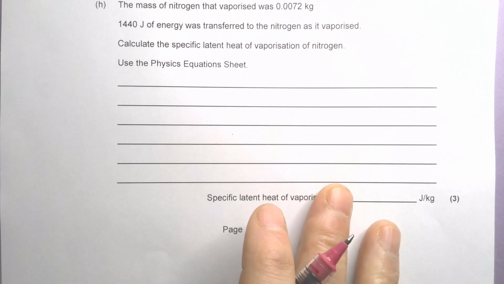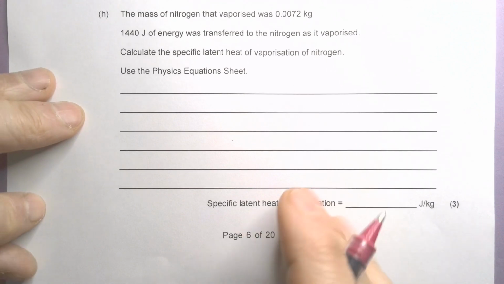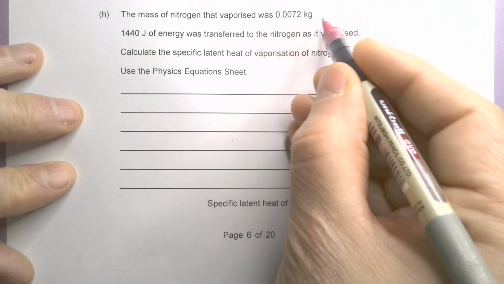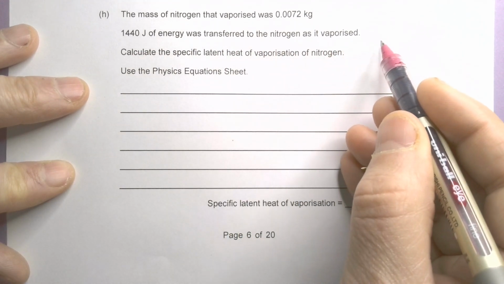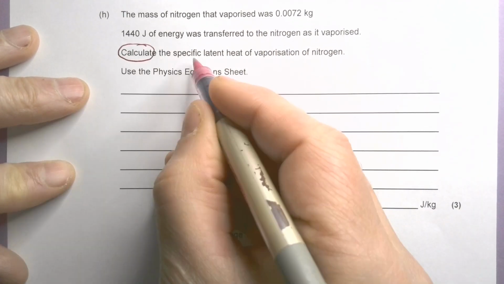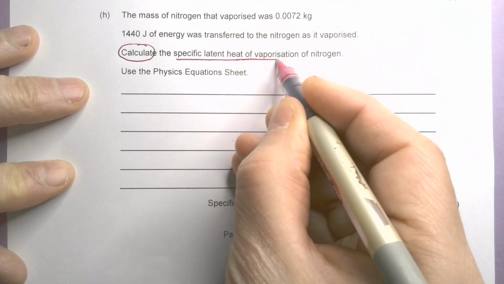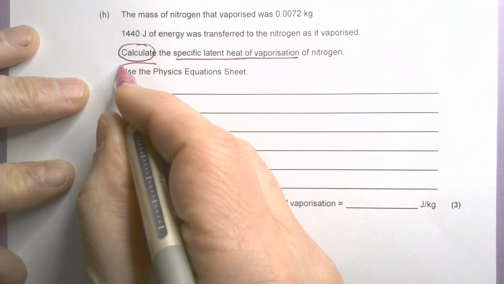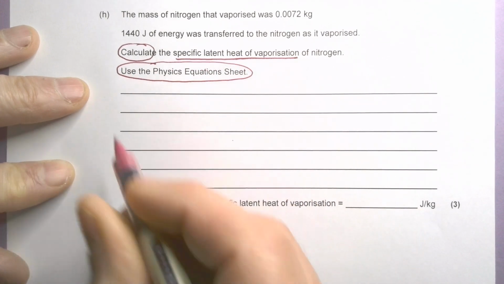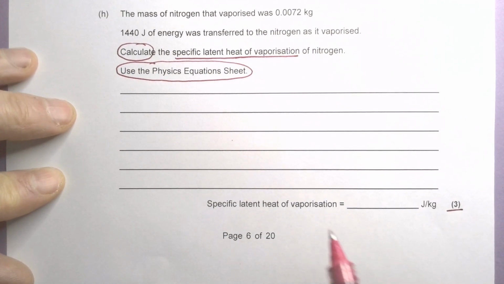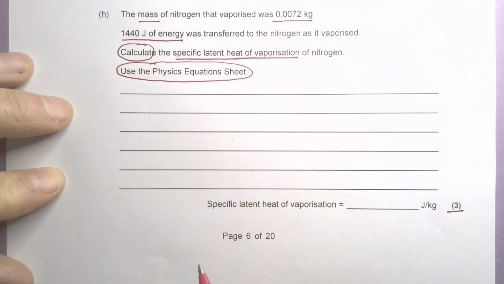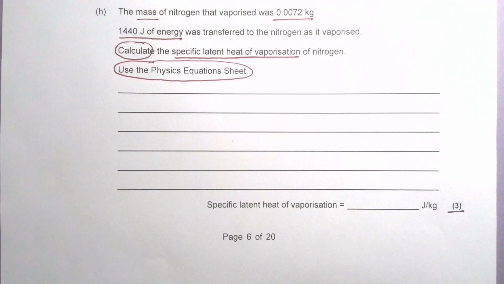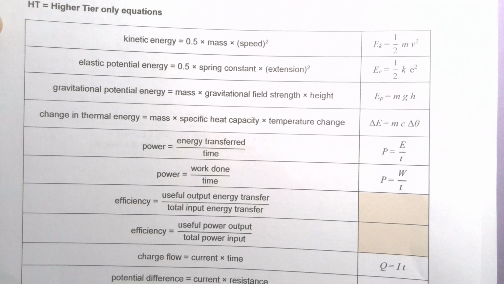Part H. The mass of nitrogen vaporized was that. 1,440 joules of energy was transferred to the nitrogen as it vaporized. Calculate the specific latent heat of vaporization of nitrogen. And I've got to use the physics equation sheet again. And it's worth 3 marks. So it's a calculate question. I've got mass is that. I've got that much energy. And if I look on my equation sheet, I'm looking for anything that says vaporization.